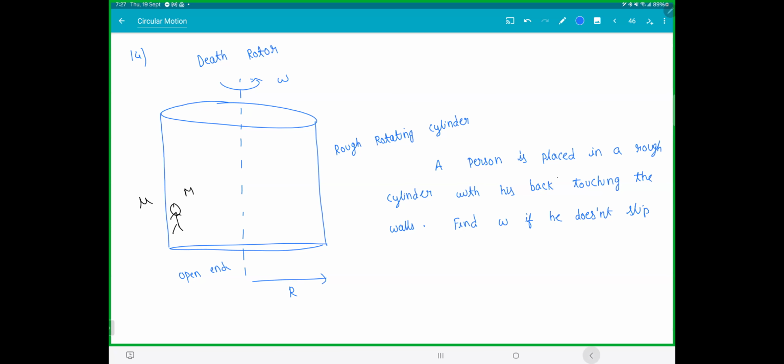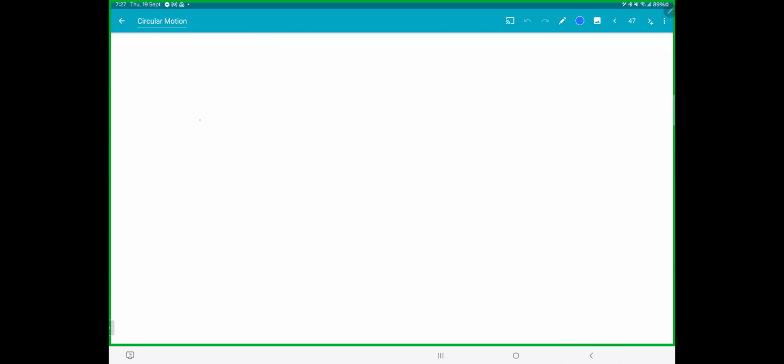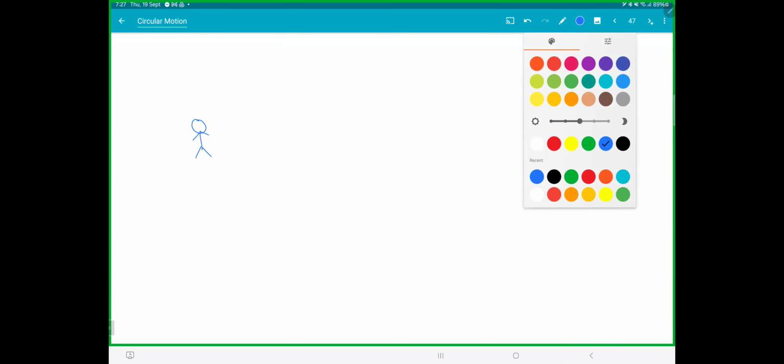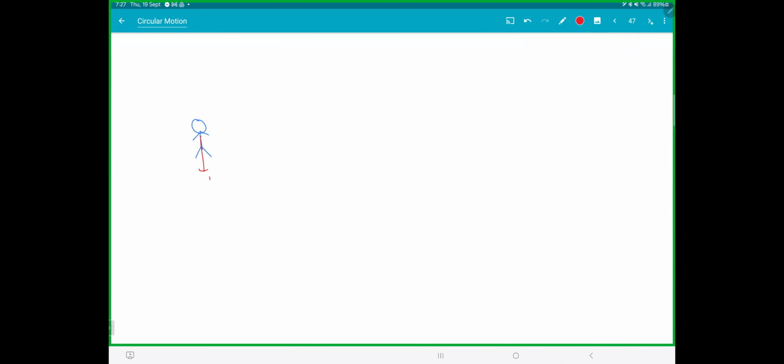Step 1, choose your system. Man is your system. Write the forces. mg is downward. Friction is balancing you. Normal reaction. Any other force? There are no other forces. You are going in a circle.